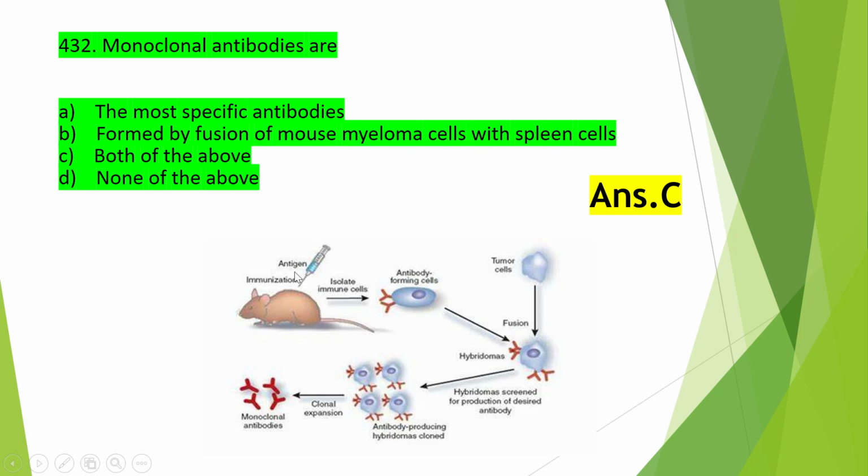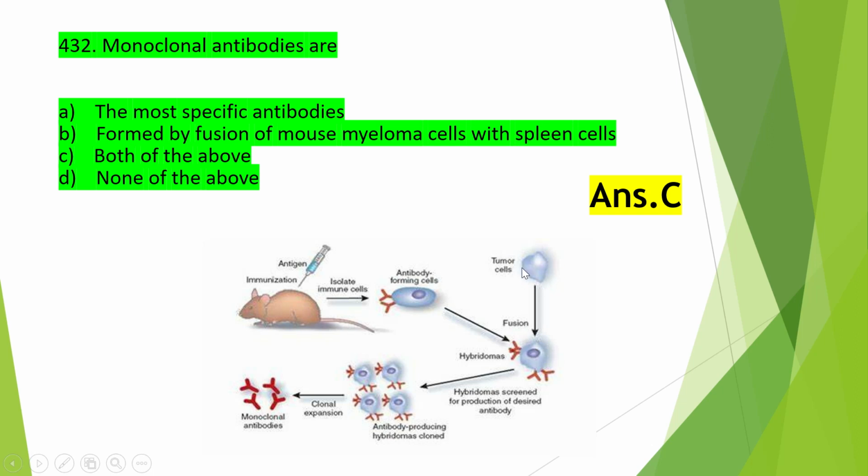So here is how we can produce monoclonal antibodies. At first we have to inject the antigen into a mouse, and the mouse raises antibodies against that antigen. So we have to collect those immune cells, and then we have to fuse those immune cells with tumor cells. After fusion we get hybridomas. So this is the hybridoma.